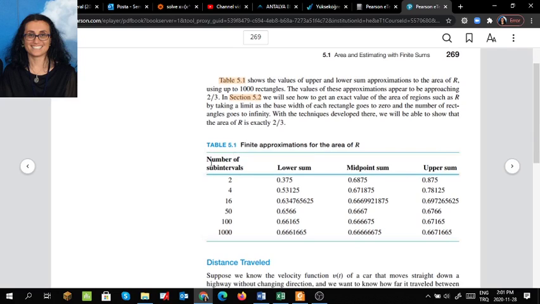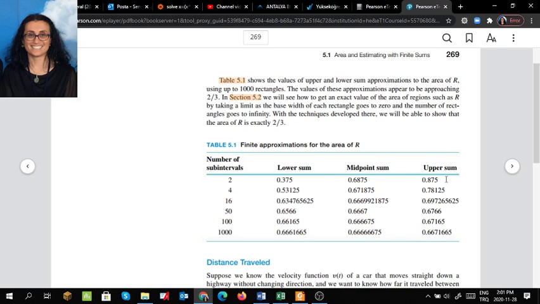See. Look. What we do is, in order to form our rectangles, we form sub-intervals. So the more sub-intervals you have, the more rectangles you have. Okay, so see, number of sub-intervals, if it is 2, we have the lower sum, which means lower estimate. This is the midpoint sum estimate, and this is the upper sum estimate. So we get all these numbers. But as you increase the number of sub-intervals to 1000, these values get very close to each other.